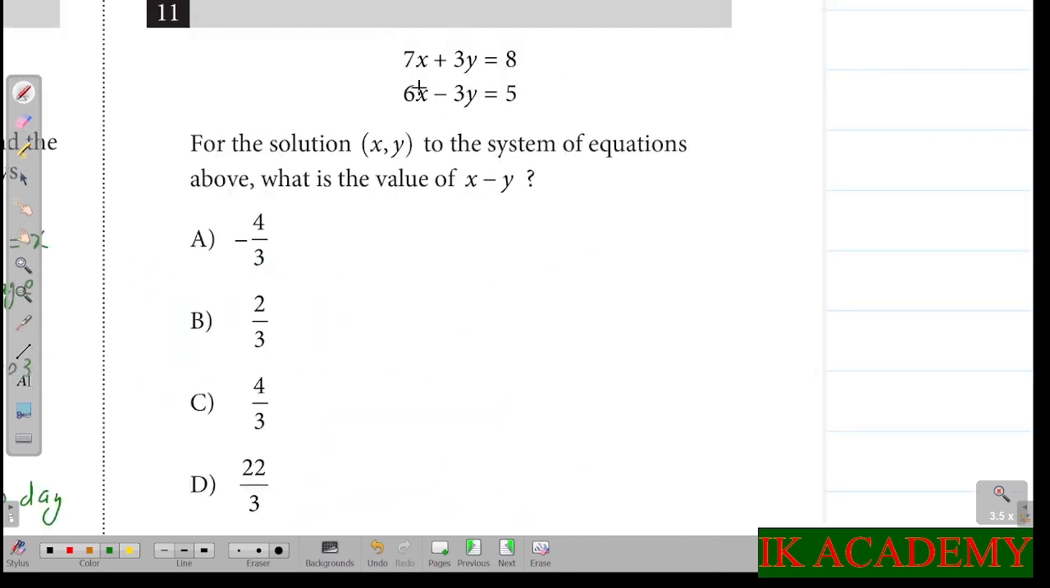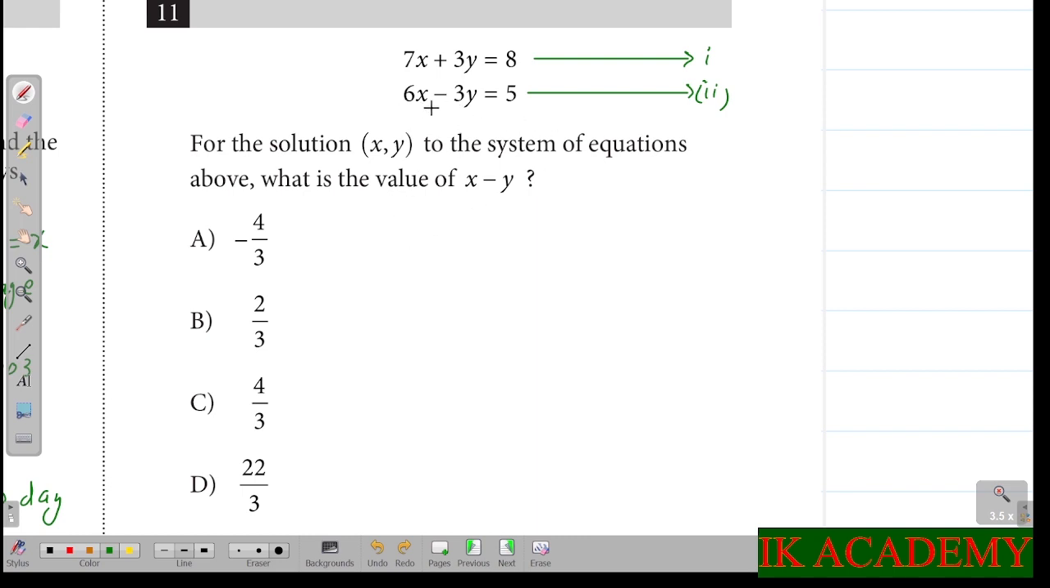Here we are given two simultaneous linear equations. The first equation is 7x plus 3y is equal to 8, and the second equation is 6x minus 3y is equal to 5. This is equation number 1, and this is equation number 2. For the solution x, y to the system of equations above, what is the value of x minus y? So we need to find the values of x and y, then we will subtract y from x.